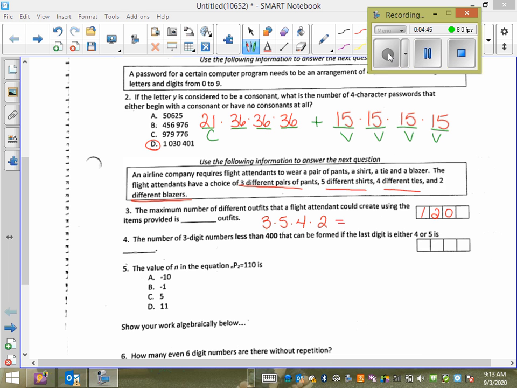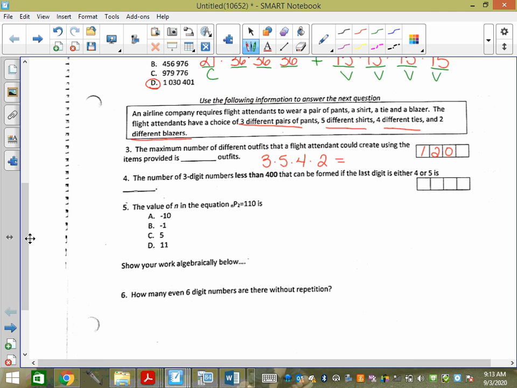Yep. 6 times 20. The number of 3-digit numbers less than 400 that can be formed if the last digit must be a 4 or a 5. Now it needs to be a 3-digit number, so we know that the first digit can't be a 0, and the back has to be a 4 or 5.